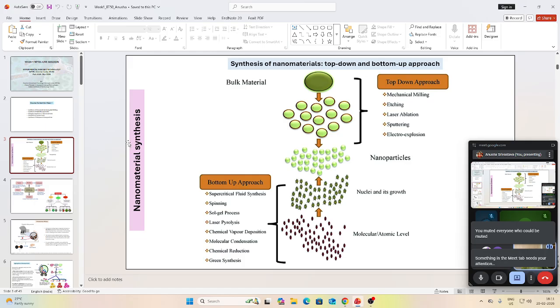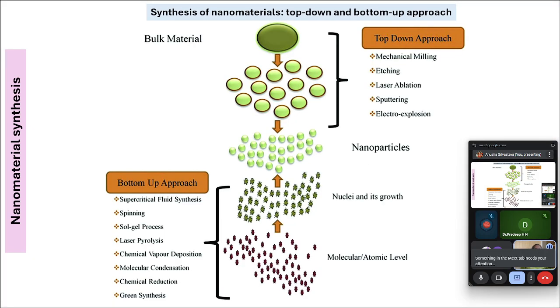So let's start with it. Whenever we are talking about nanoparticles, there could be different approaches for its synthesis. One is the top-down approach and the other is the bottom-up approach. Before diving deep into it, let us first understand that anything that has dimensions in the nano range, below 1,000 nanometers, we consider a nanomaterial or nanoparticle. For the top-down approach, you're taking a bulk material and then coming down to nanoparticles.